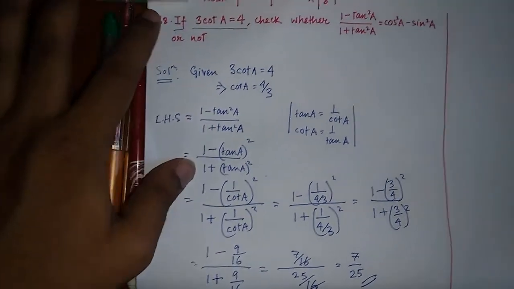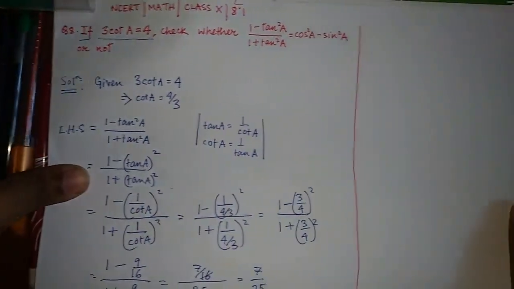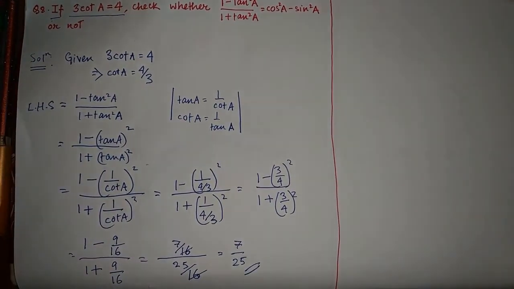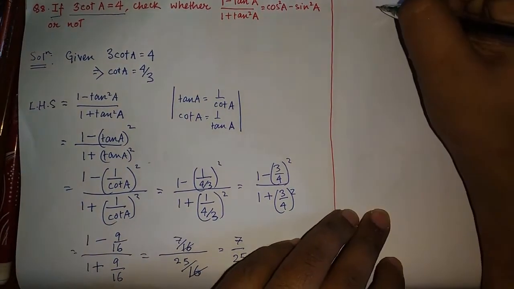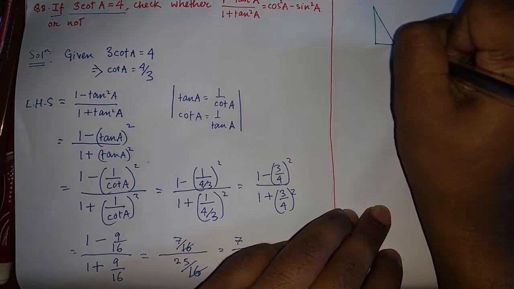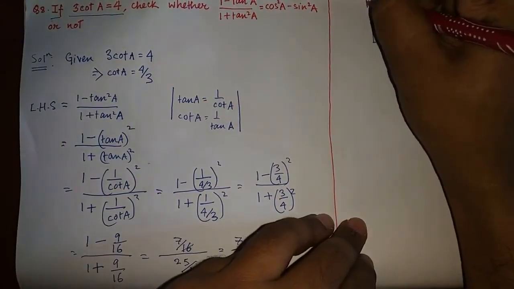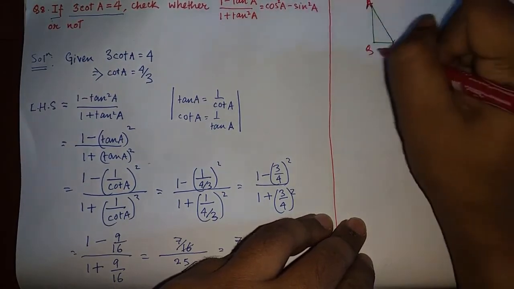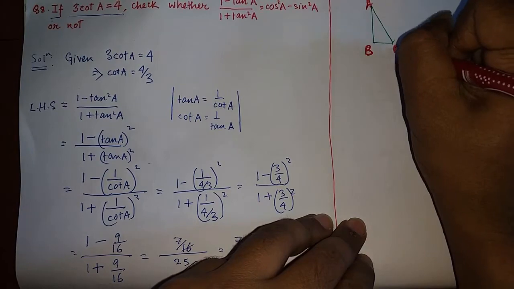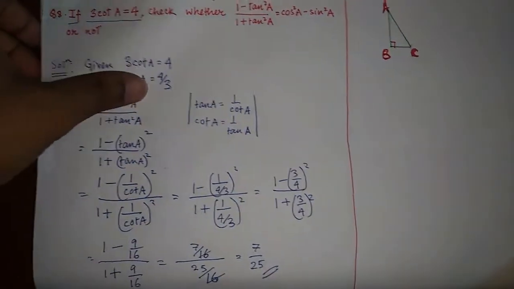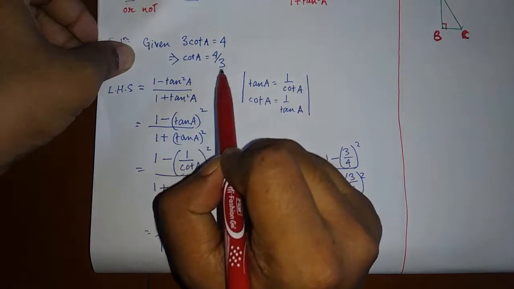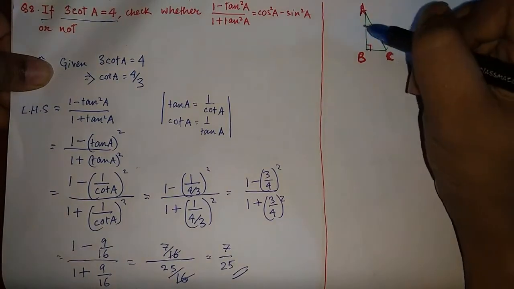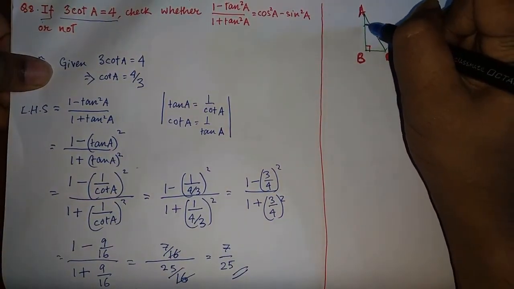Now you need to find the value of right hand side, which is cos square A minus sin square A. Let me show you how to find it. First, let's draw a right angle triangle, and name it as ABC, right angled at B. So with this information, let's construct a right angle triangle. The given angle is A here. We'll take the given angle here as A, this one.